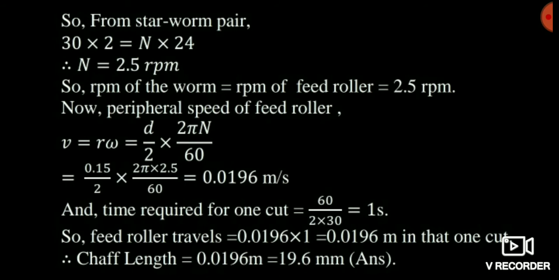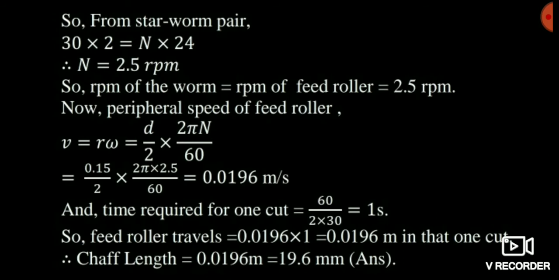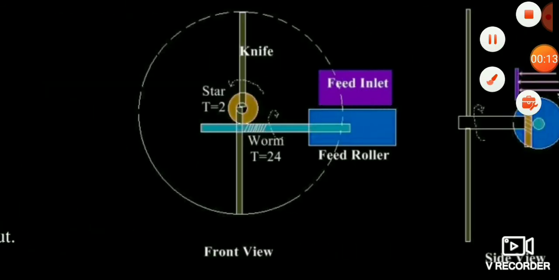Friends, I think all of you know that omega is equal to 2 pi N by 60. So velocity you can get 0.0196 meter per second. Now friends, the time required for one cut is nothing but 60 by 2 into 30. Friends, first of all you see in the minute. How has the 60 by 2 into 30 come? First of all you observe, I will show you in the slide.